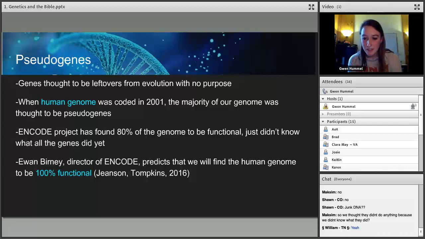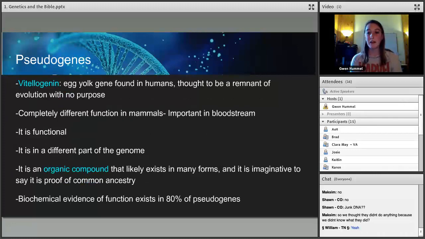So we thought they didn't do anything because we didn't know what they did. Exactly. We didn't know how to even find out what they did, so we thought they were just leftovers. A lot of people are figuring out that these leftovers don't exist. We're just figuring out what each of these things do in our body. And often they're very small things, but we're figuring them out slowly but surely.